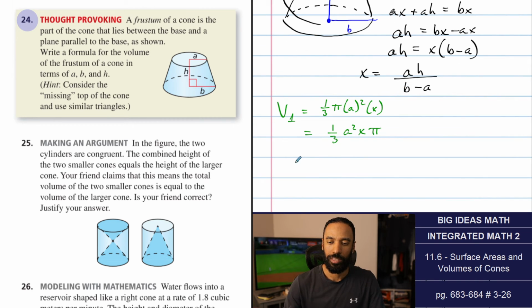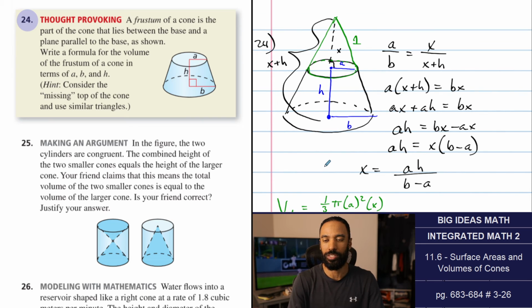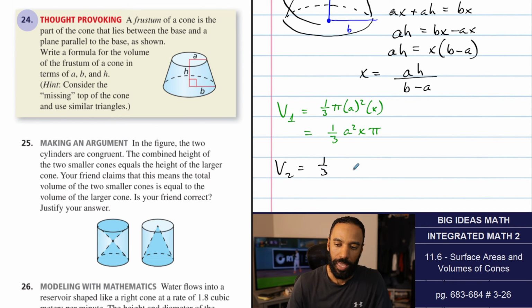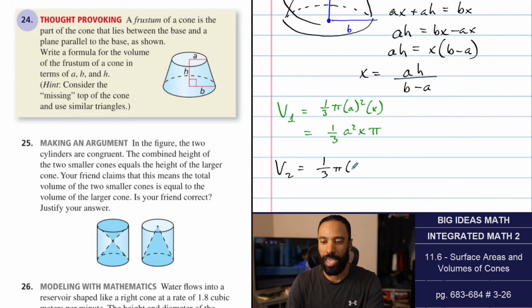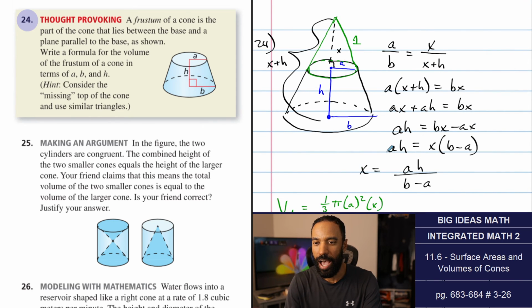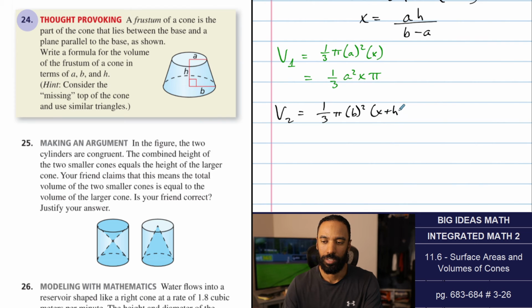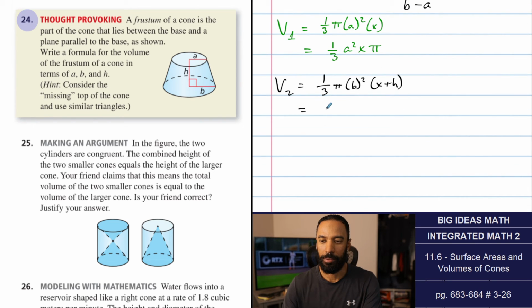The bigger one, it's called object 2. The volume of object 2 is 1/3 area of this base, b squared, pi r squared. See, I already forgot the pi. Pi r squared times the height, that's x plus h. So this becomes 1/3 pi. I think it's worth expanding this one as well, considering I'm going to plug things in for x. So b squared times x, I'm going to keep the pi out, plus b squared times h.